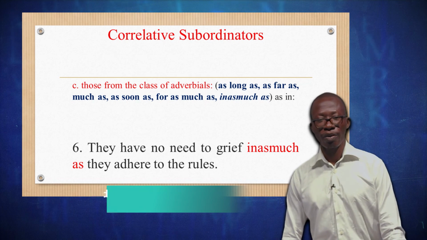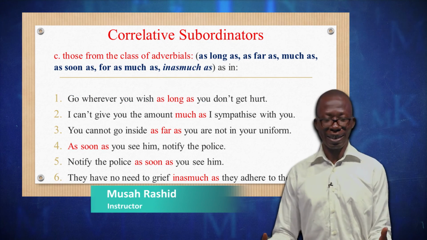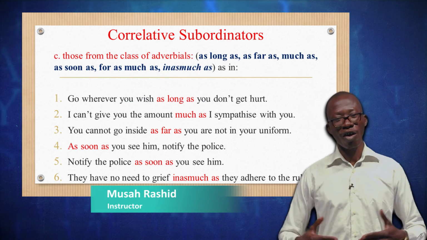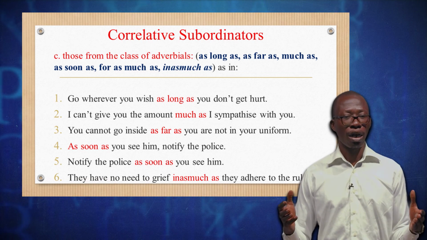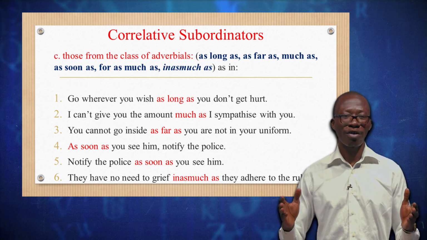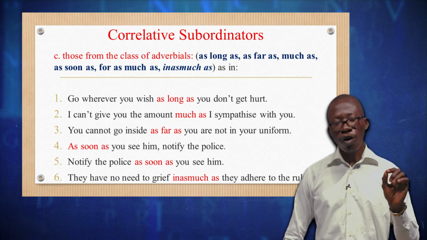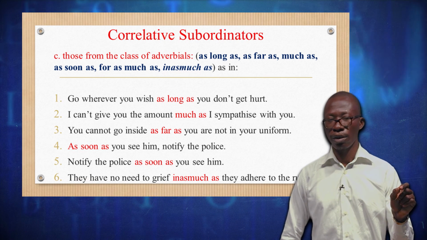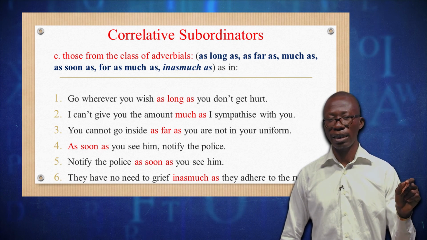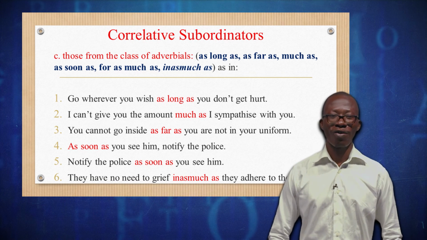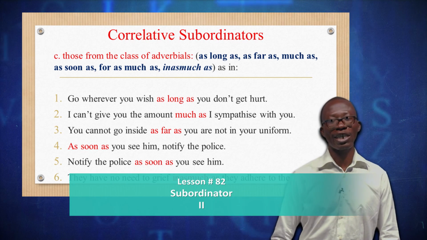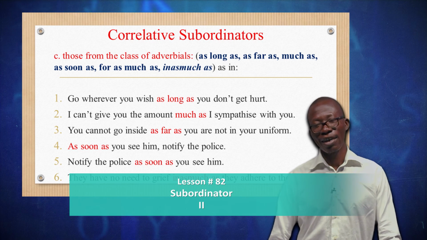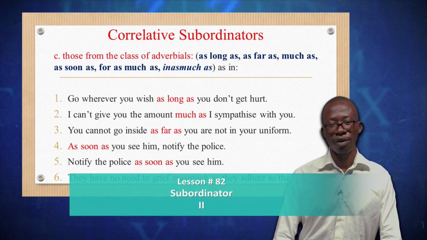Good. This is where time will permit us to be with you. In this discussion, we looked at correlative subordinators. We've already looked at simple subordinators and complex subordinators. We are gradually bringing an end to our discussions on the relationship between clauses.